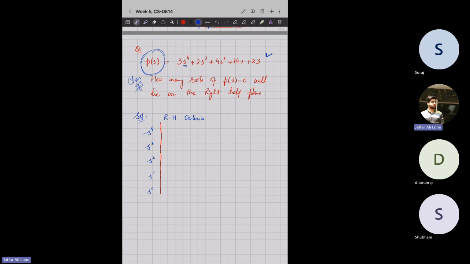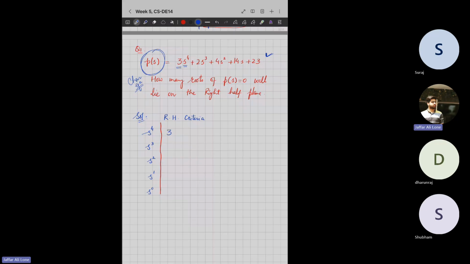Sorry, yes, the first two rows. Your first row is the coefficient of S4, so I'll write the coefficient of S4 here. Then I will leave one. I'll write the even coefficients first, and then the odd coefficients for this problem.